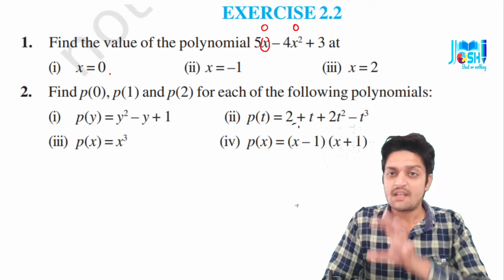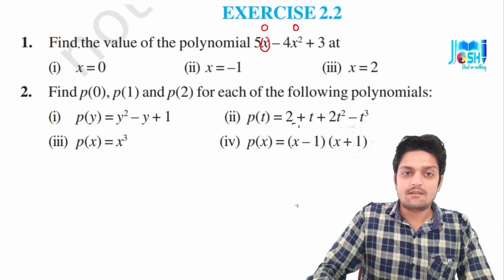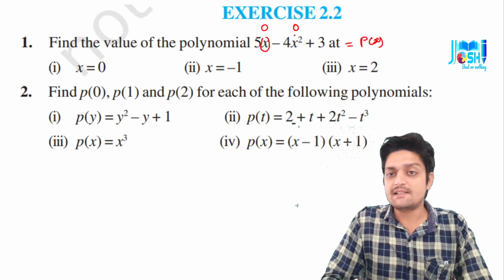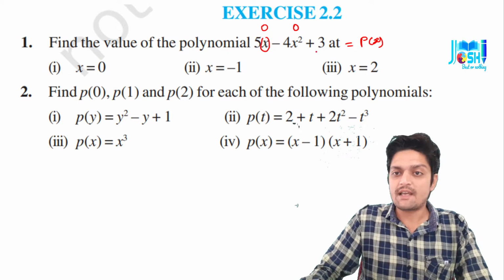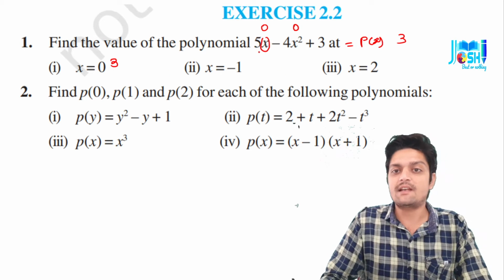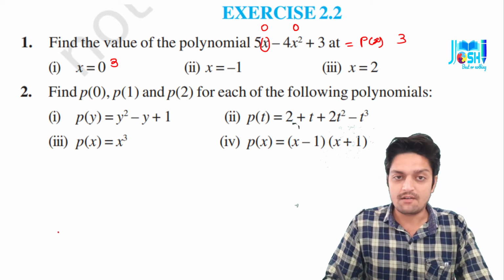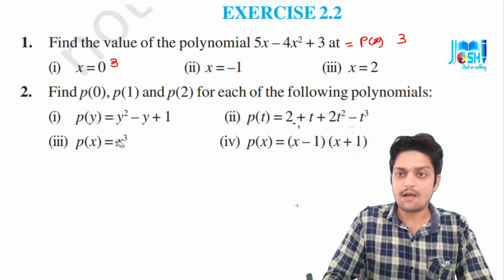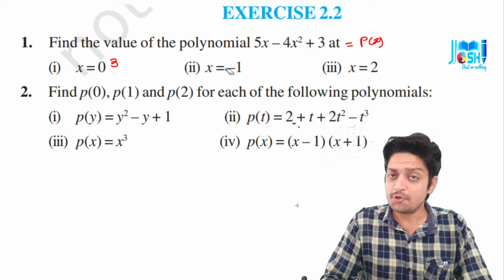So at this point, let us call this p of x. So p of x at 0, you will get the value 3. So for 0 its value is 3. Now this is -1. Okay, one minute, let me erase all these things. Now you have to put -1.